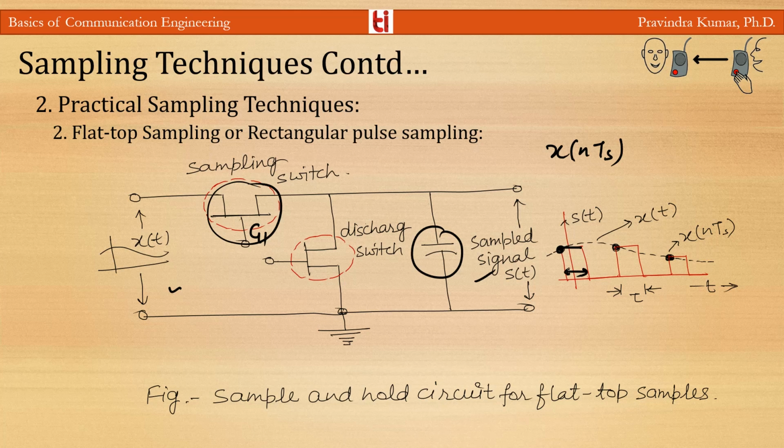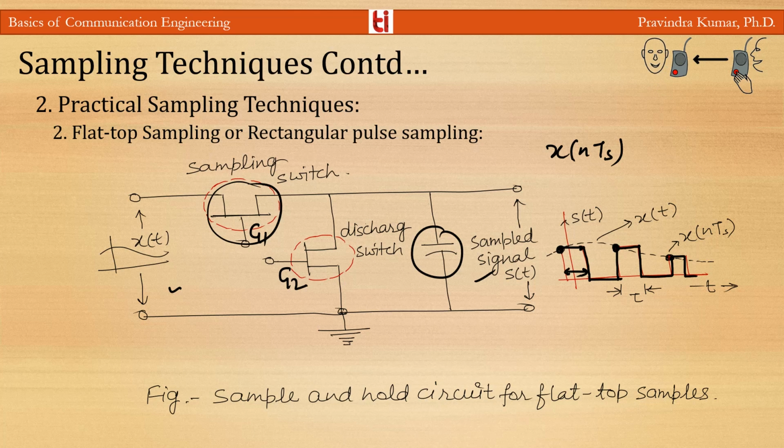So the pulse is stretched to tau seconds, and at the end of the pulse interval tau, we will apply a pulse to gate G2 of another FET switch, that is the gate terminal of the discharge FET. This will turn on the discharge FET and short circuit the capacitor. The output voltage is then reduced to 0. Again we will apply the pulse at G1, then pulse at G2, and so on.